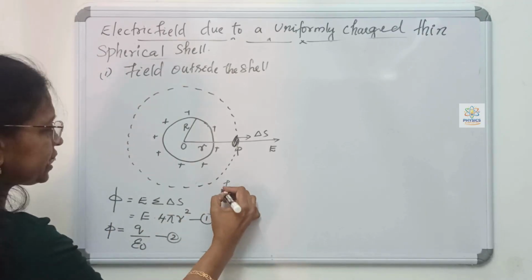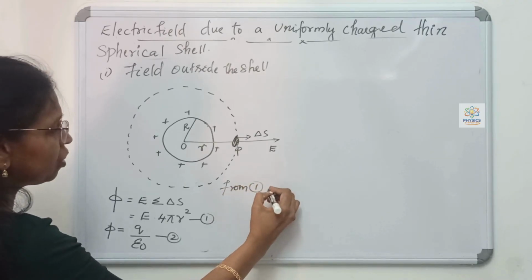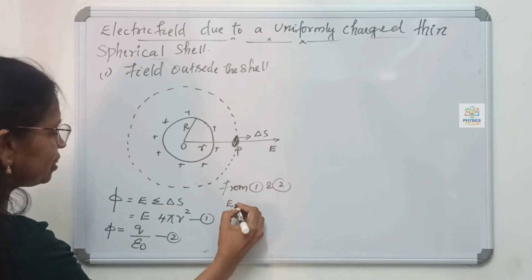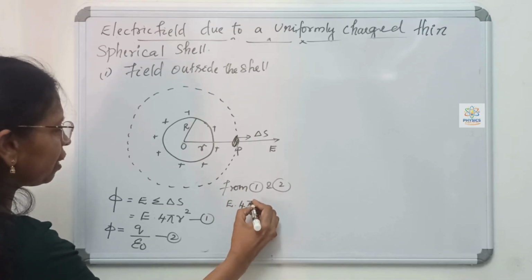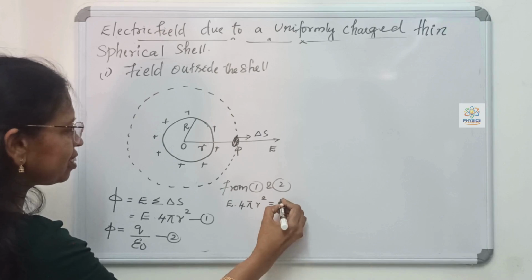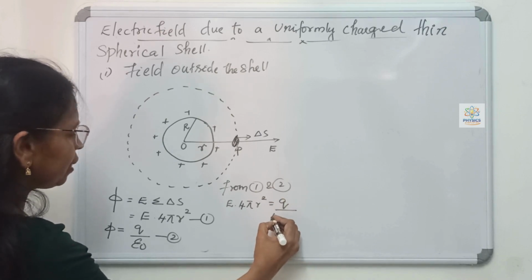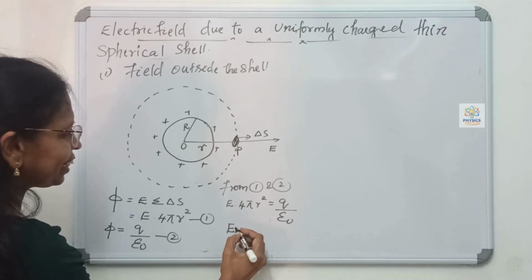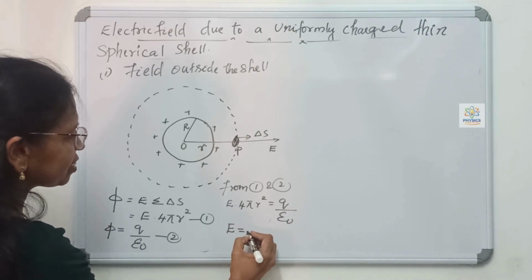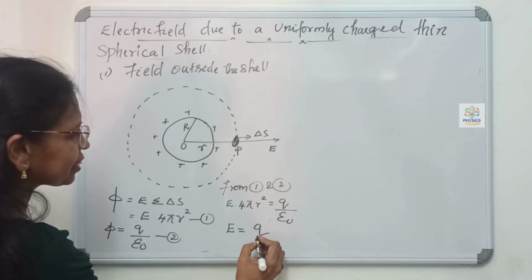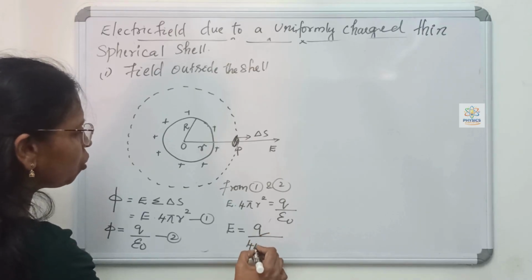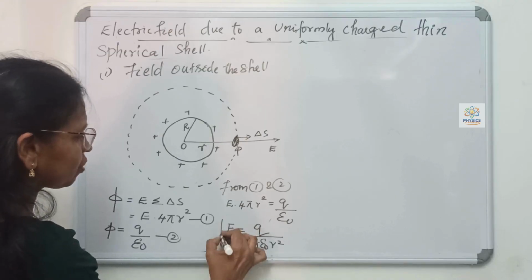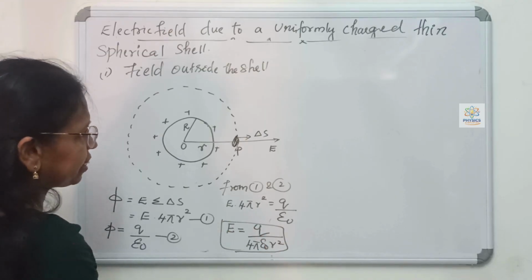From both equations, that is from equation 1 and 2, we can write E into 4 pi r square is equal to q by epsilon 0. Therefore, electric field intensity outside the spherical shell is equal to q by 4 pi epsilon 0 r square. This is the first case.